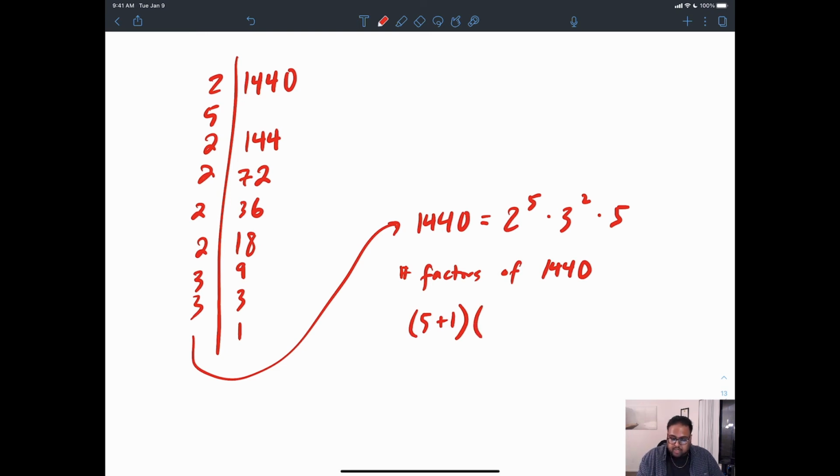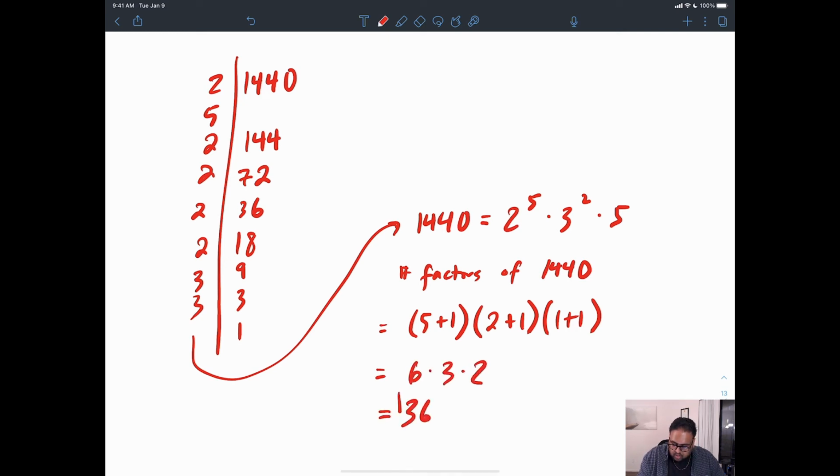There are 3 options for the number of 3's I include, but that's just 2 plus 1. And there are 2 options for the number of 5's I include. Again, 5 to the 0 or 5 to the 1. Well, that's just 1 plus 1. So this is 6 times 3 times 2. That's 36. So this is saying 1440 has 36 factors.